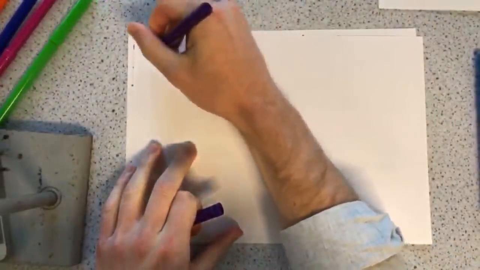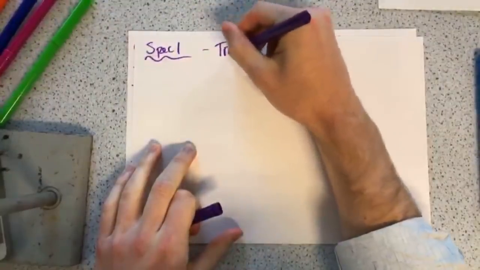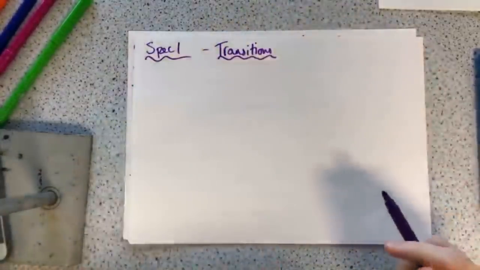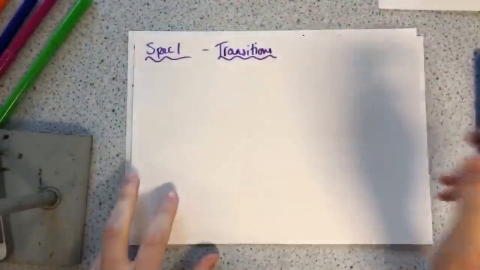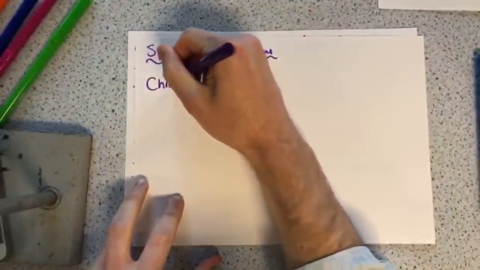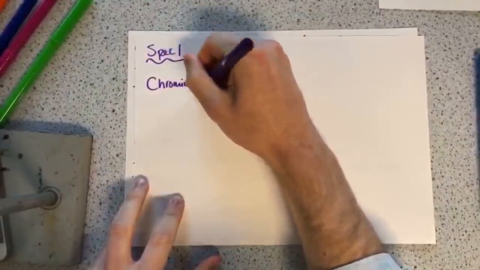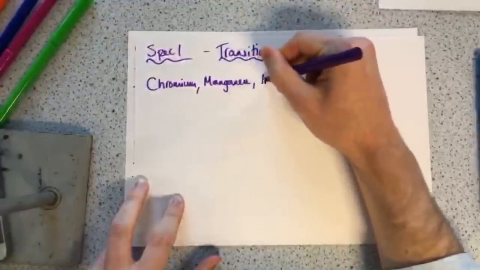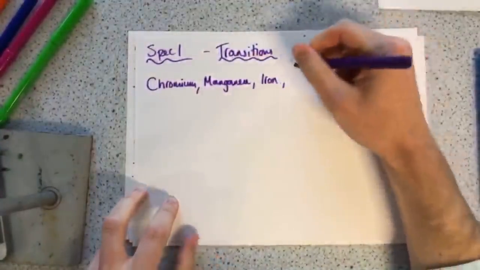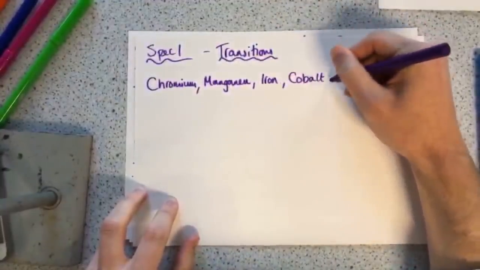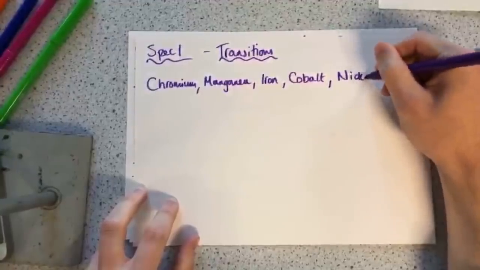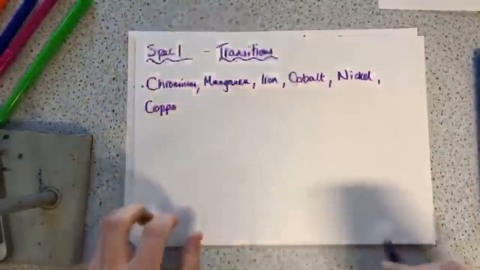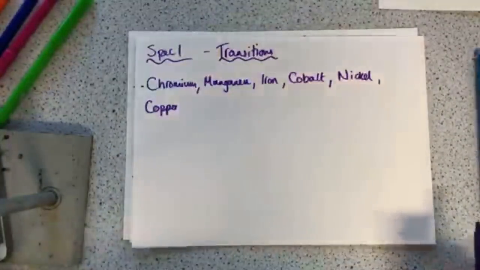So spec 1. Ultimately, for transition metals, which is the only chemistry separates part of spec 1, you need to be aware of certain transition metals in particular that they might throw into questions. So they sometimes throw in chromium, sometimes manganese, sometimes iron, sometimes cobalt, nickel, and copper. You just need to be happy with them by name, and also maybe be able to locate them on the periodic table in terms of symbols.